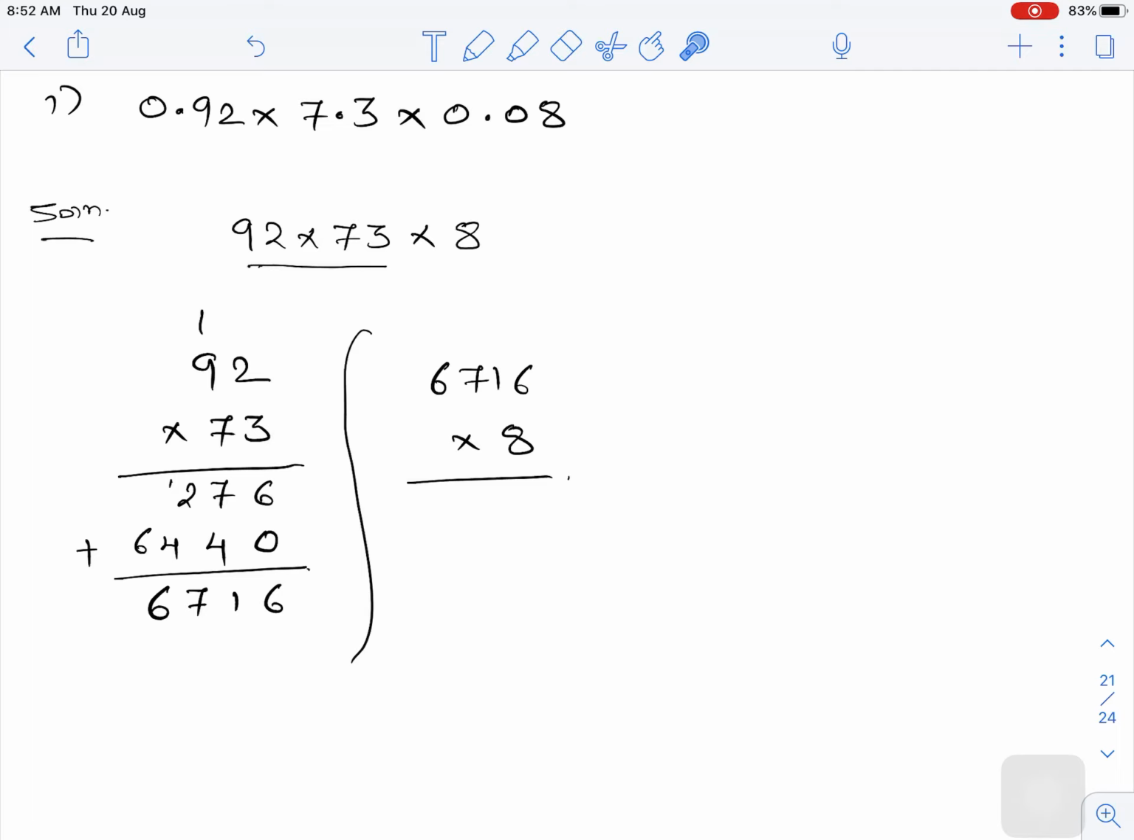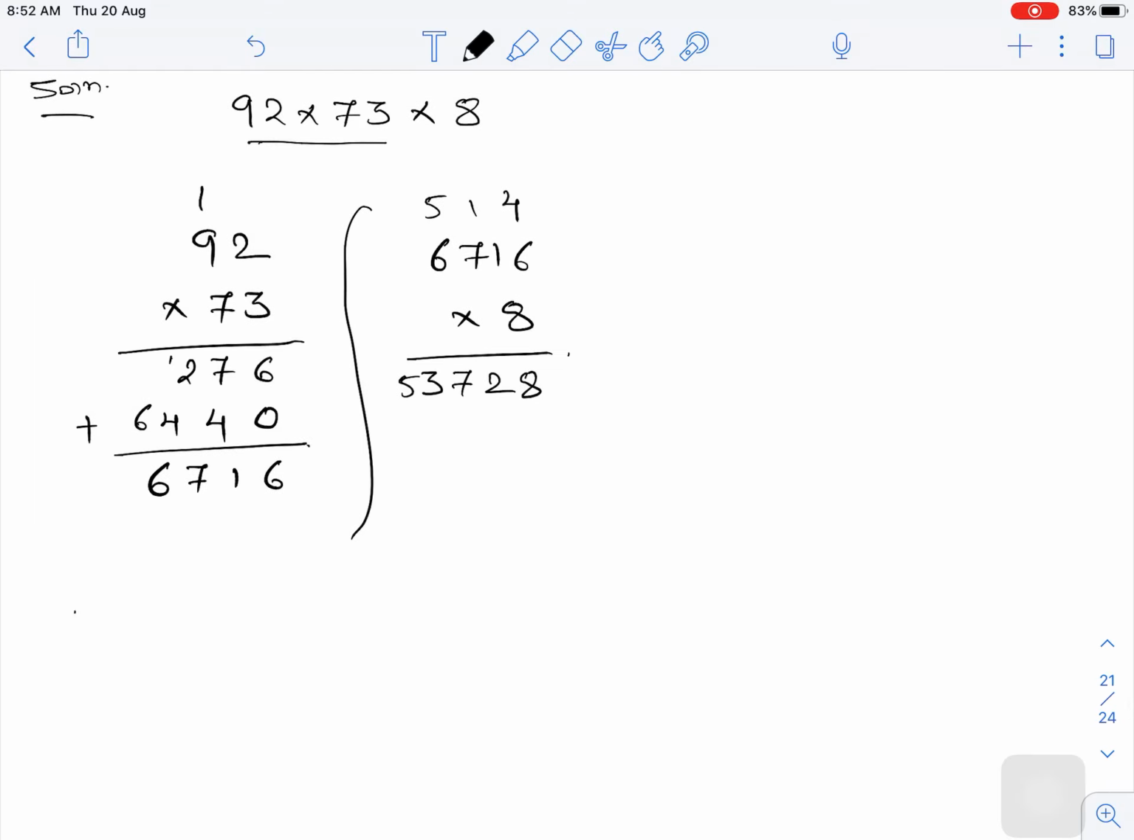Now 8 6s are 48, then 8 1s are 8 plus 4, so it will become 12, then 8 7s are 56 plus 1, so that will be 57. Okay, then 8 6s are 48 plus 5, so that will be 53. Okay, so now how to write that answer?